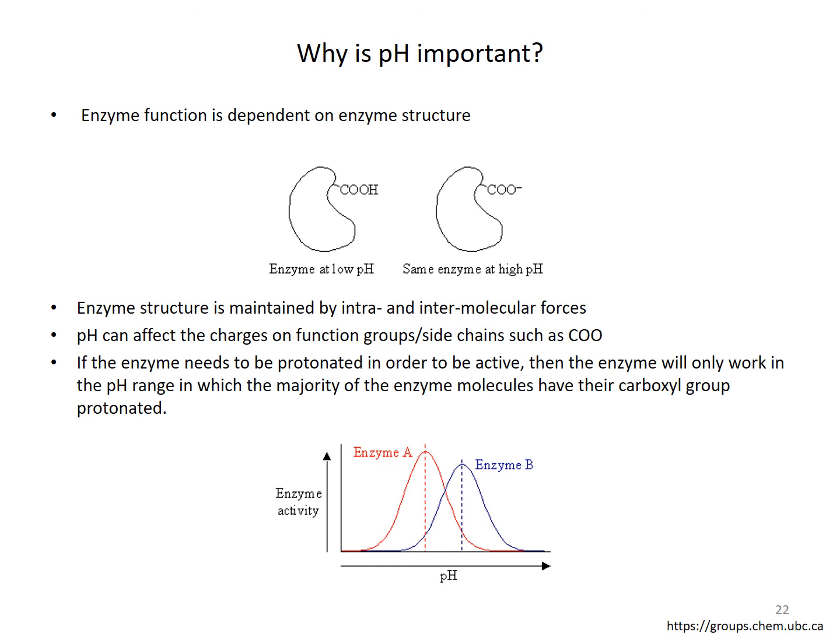So why is pH important? Well, the answer is that it is linked to enzyme function. We learned that enzyme function is dependent on its structure, and enzyme structure is maintained by different types of intra and intermolecular forces such as hydrogen bonds, ionic interactions, and so on. So what pH does is that it can change the ionization pattern or the charges on the surface of the enzyme functional groups, such as the carboxyl group in this case. And therefore, with a different pH, we might change either the structure or the surface charges on the enzyme, and that can render the enzymes useless.